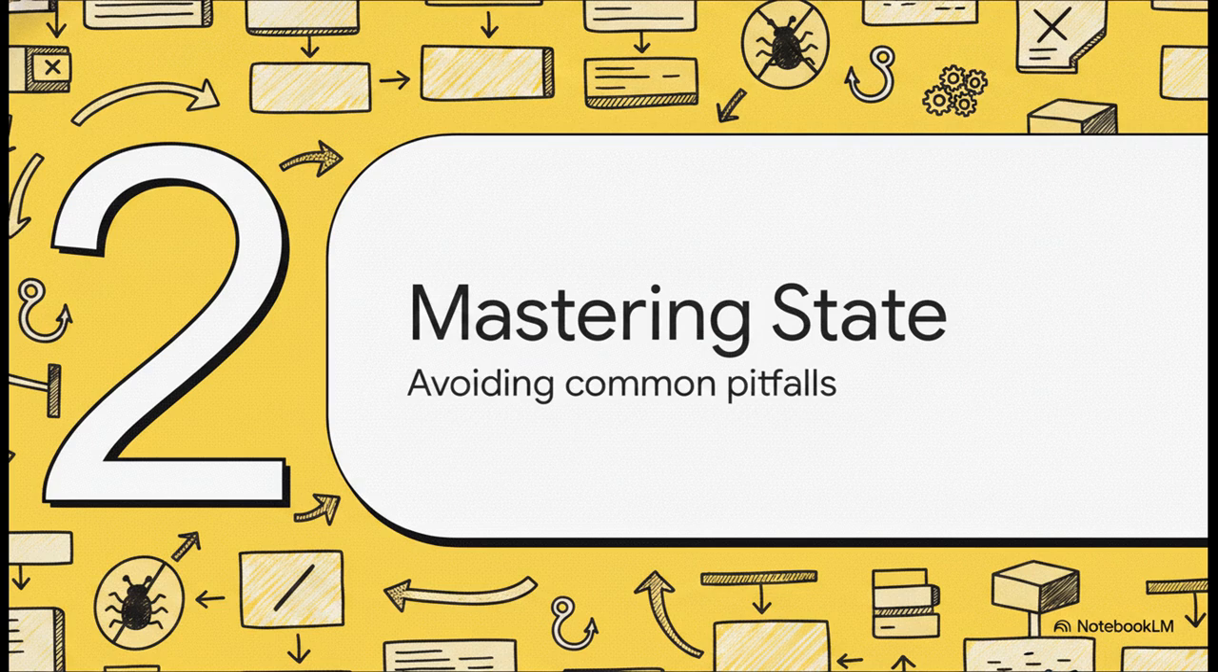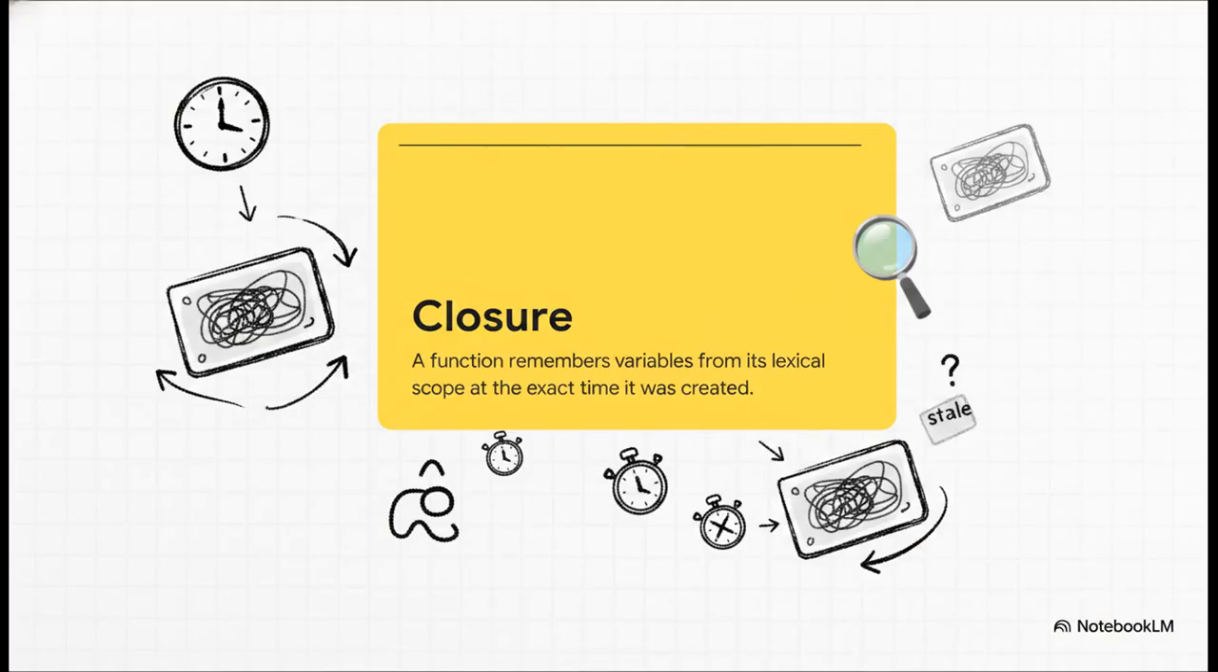Moving right along to Section 2, Mastering State Pitfalls. Let's see how this mental model actually helps us solve the most frustrating bugs in state management. So the real kicker here is understanding JavaScript closures. This is a feature where a function essentially remembers the variables from its lexical scope at the exact moment it was created. Now, this isn't just some weird React quirk, okay? It's a core language feature.